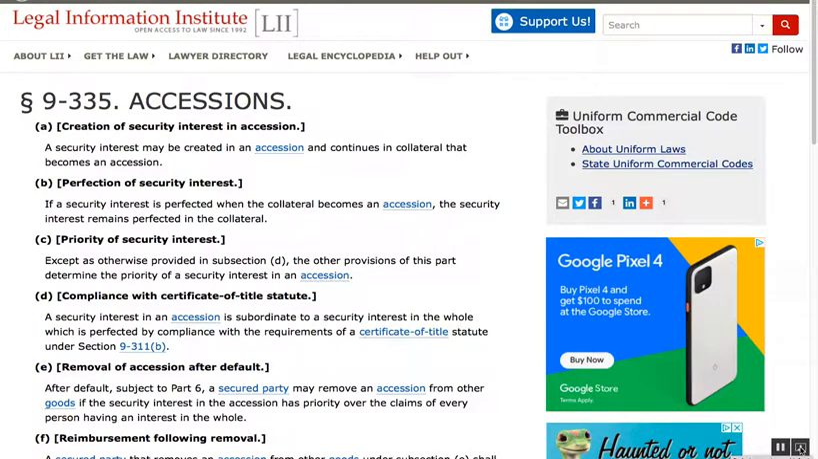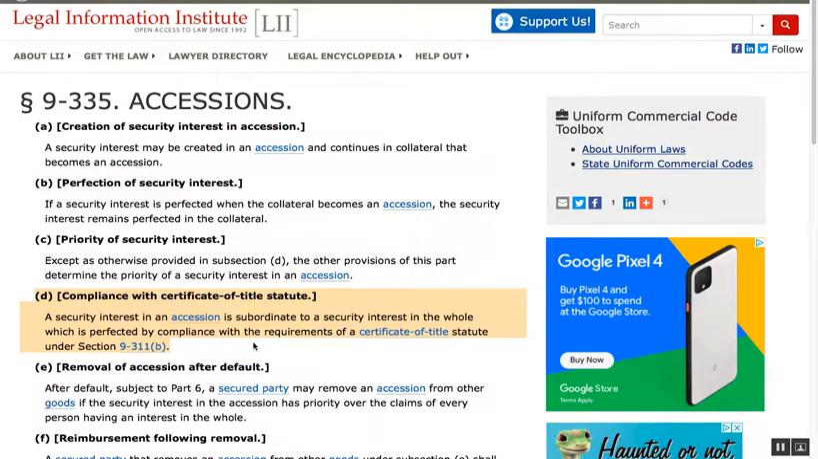Okay, back to the code. D. No, C. Except as provided in D, the other provisions of this part determine the priority of a security interest in an accession. And that means when you're trying to determine priority, you just look at the regular rules that we know. There are no special rules for accessions. But there are. It says here first that the other provisions of this part determine priority of a security interest in an accession. But then you go to D, and it does provide a special rule.